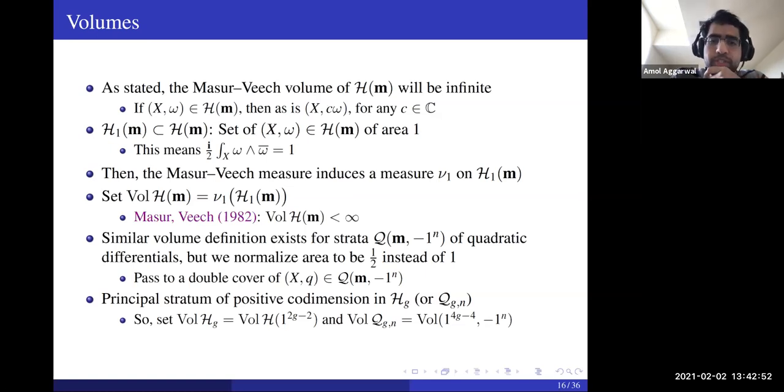The way in which one circumvents this issue is by fixing the area of the surface. So we'll let H_1(m) denote the set of all (X, omega) with area 1. In practical terms, what that means is that if I take i over 2 times the wedge of omega and omega bar, that's equal to 1. There's nothing really sinister going on with this wedge of omega and omega bar. If I view omega as dx plus i dy, omega wedge omega bar is something like minus 2i dx dy. So this i over 2 just cancels that out, and you get something that looks like dx dy.